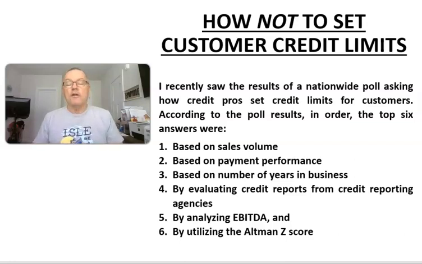Well, recently I saw a nationwide poll here in the US about how credit pros go about setting credit limits, what tools they use to set credit limits for customers and applicants. According to the poll results, in order, the top 6 answers provided were: we base our credit limits on sales volume, we base it on payment performance, we base it on the number of years the customer or the applicant has been in business, we set credit limits by evaluating credit reports from credit reporting agencies, we do it by analyzing EBITDA, and/or we utilize the Altman Z-score.